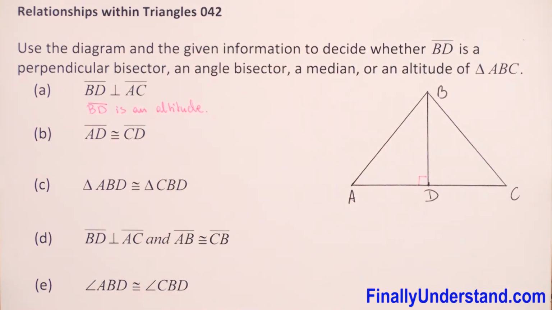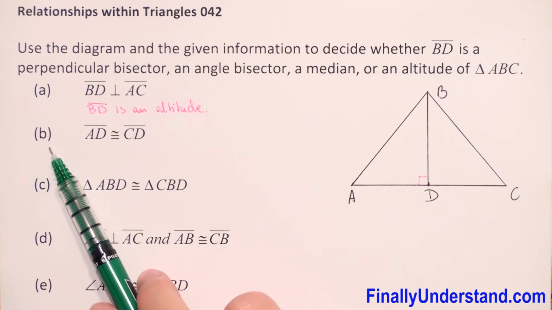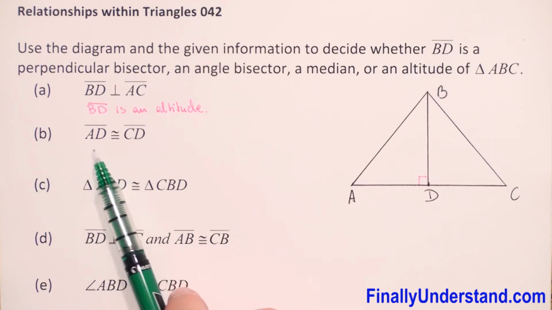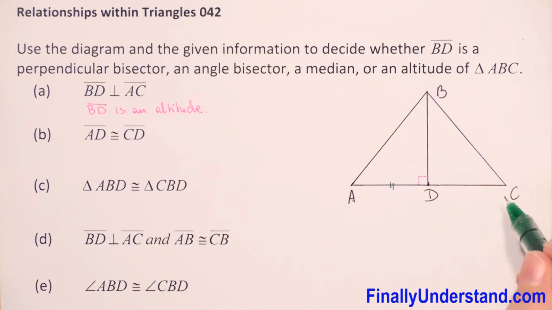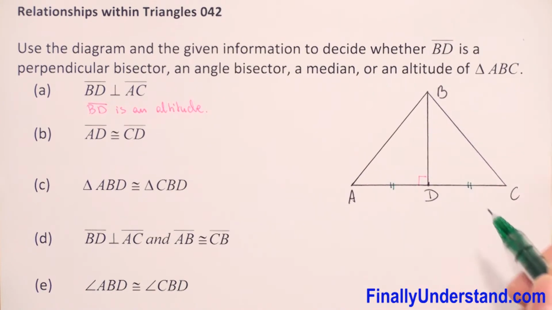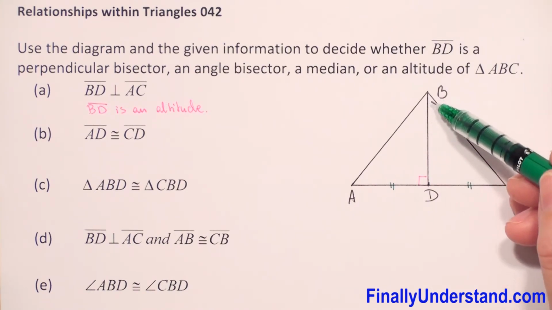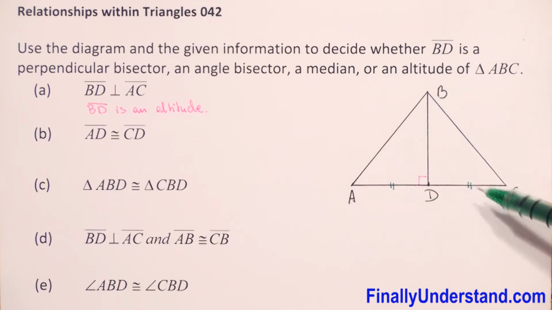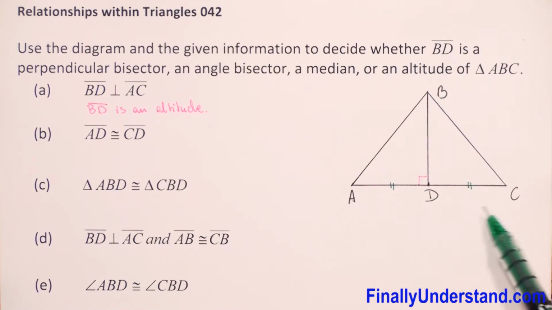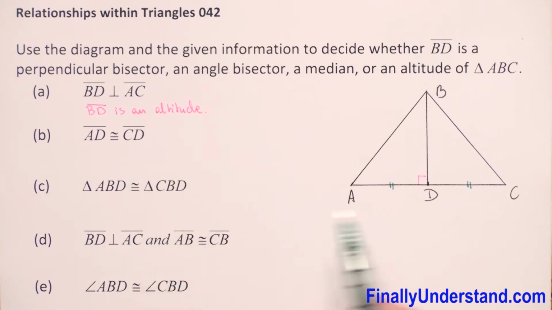Next, now I will use green color to solve example B. We have that segment AD is congruent to CD. We don't know anything about the angle between segment BD and AC. We know only that AD is congruent to CD.